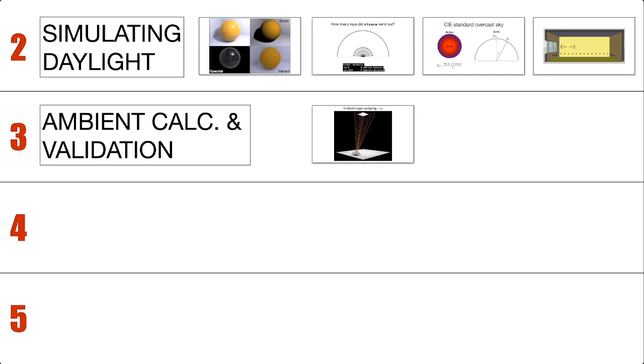And in the second part on the ambient calculation, we'll look at the ambient resolution, the ambient accuracy, and how the simulation progresses by using interpolation and the usefulness of carrying out an overture calculation.